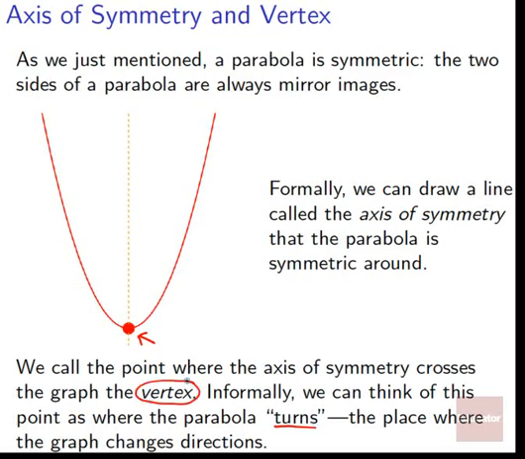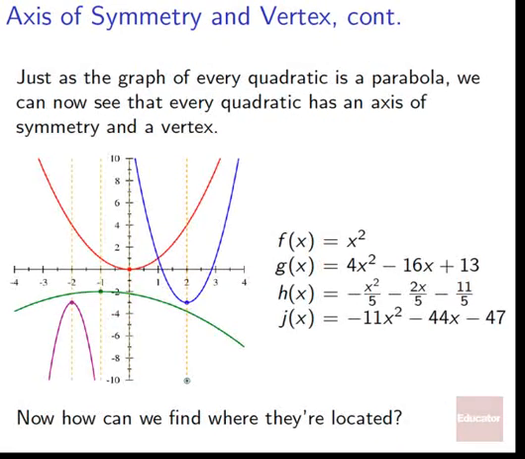So formally, it's the midpoint of the symmetry, but we can also think of it as where it changes directions, the turning, sort of a corner, as much as a nice smooth curve can have a corner. Just as the graph of every quadratic is a parabola, we can now see that every quadratic has an axis of symmetry and a vertex.